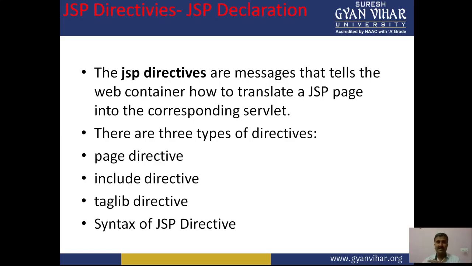We have discussed that first of all JSP pages are converted into the servlet Java class, and after that it can be executed with loading of the class file and all, right? So there are three types of directives. One is the page directive, another is the include directive, and the third one is the taglib directive. So these are the directives which are helpful to translate the JSP page into the servlet, right?